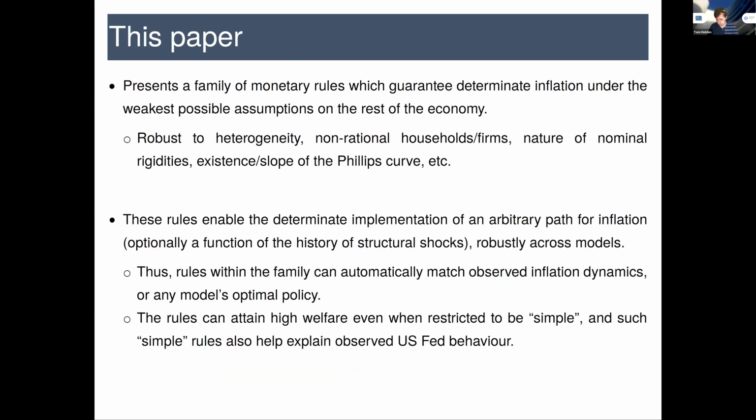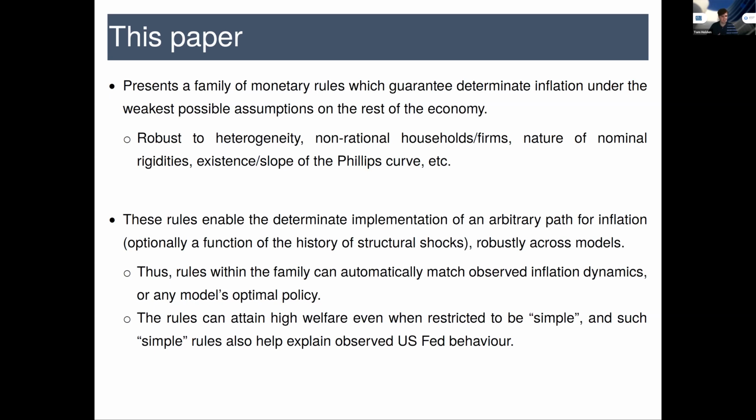Well, I present a family of monetary policy rules which guarantee determinate inflation under the weakest possible assumptions on the rest of the economy. Okay, so these rules are going to be robust to heterogeneity, to non-rational households or firms. They're going to be independent of the nature of the nominal rigidities, and the existence or slope of the Phillips curve is not going to matter.